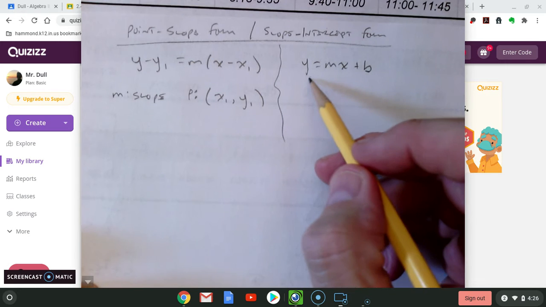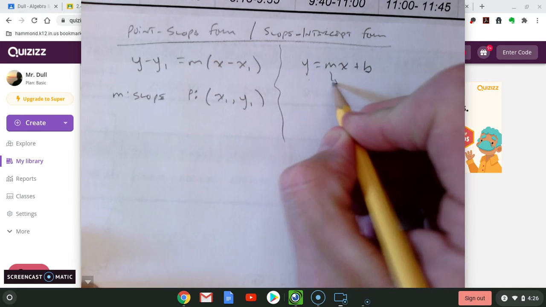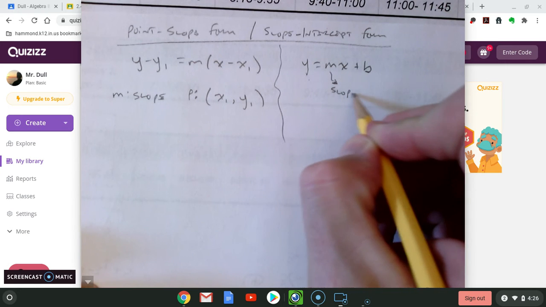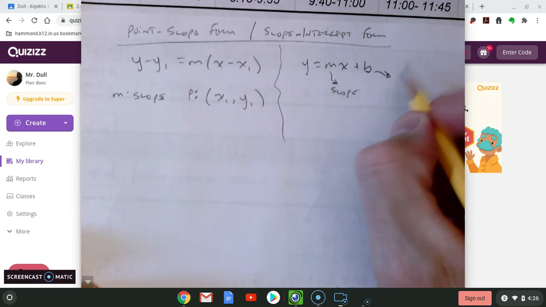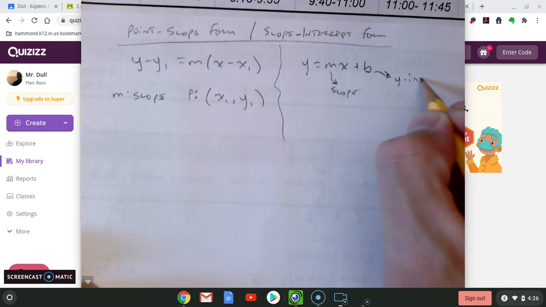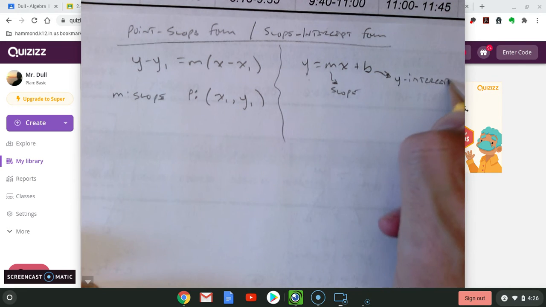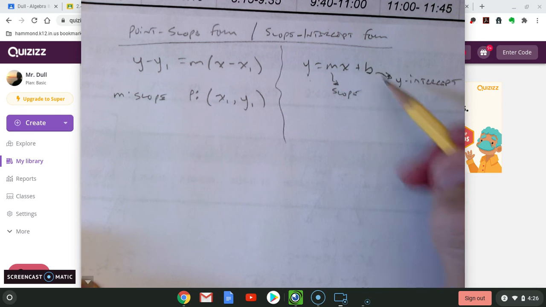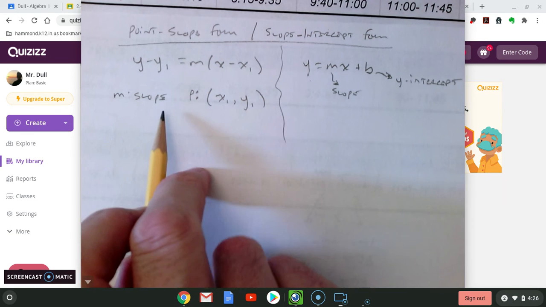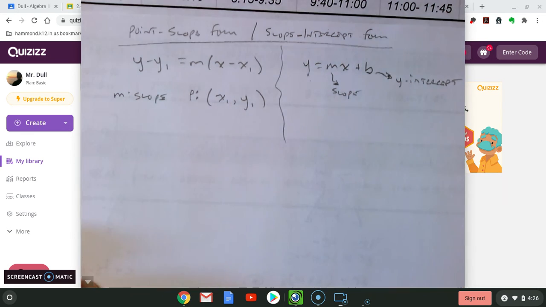Okay? For slope intercept form, you recall that m is the slope and b, the constant at the end, is your y-intercept. If you don't know the intercept, you can't really jump right in and write the equation in this form first. You can write it in point slope form and then over to slope intercept if it comes to that.